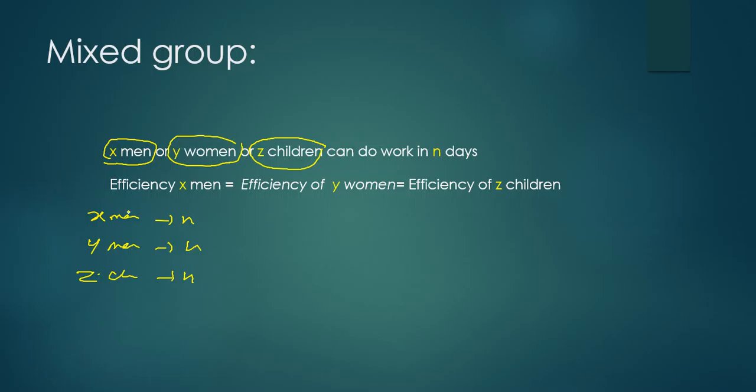It means the efficiency of this group is equivalent to the efficiency of this group and the efficiency of this group. It means the efficiency of X men is equivalent to the efficiency of Y women, equivalent to the efficiency of Z children. Okay, let us see an example.